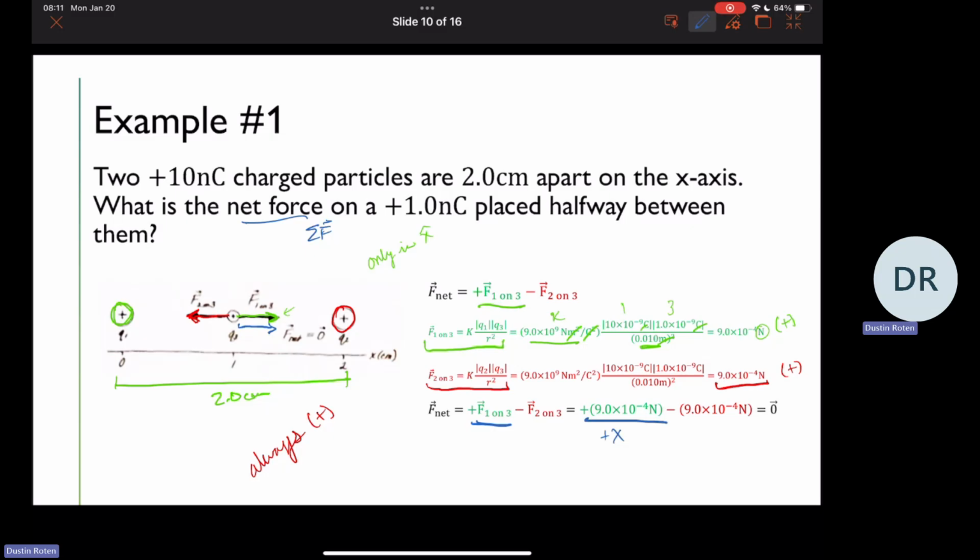Now we need to include the next vector, the force vector 2 on 3. But now you'll notice that 2 on 3 is pointing in the negative x direction. So that means that negative sign there in the math becomes very important. So now we essentially have the same positive value minus the same value. We know that's going to be 0. So it turns out that the net force on this particle in the middle is actually 0. It experiences no net force. So that particle in the middle is not going to move. It's going to be stationary because there are no forces acting on it.